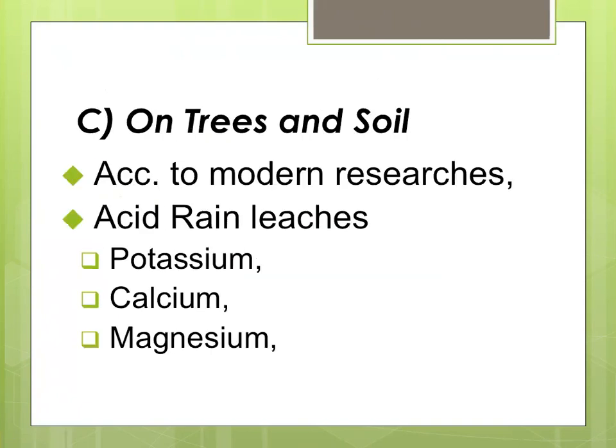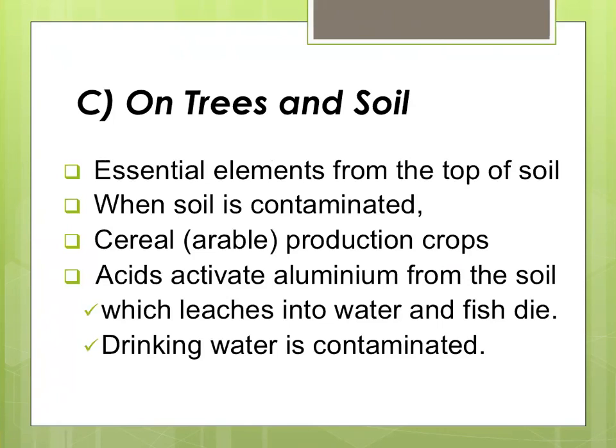Then, according to modern research, this acid rain leaches down all the essential nutrients which are required for the growth of the plants, trees, and crops, including potassium, calcium, magnesium, and many essential elements from the top layer of the soil, which is called the fertile layer of the soil. When the soil is contaminated, these cereals and arable production crops will be affected.